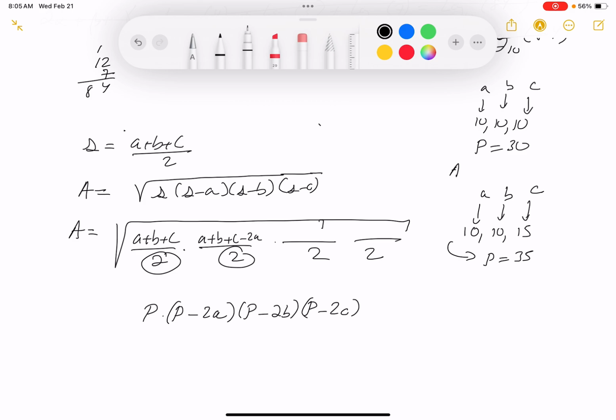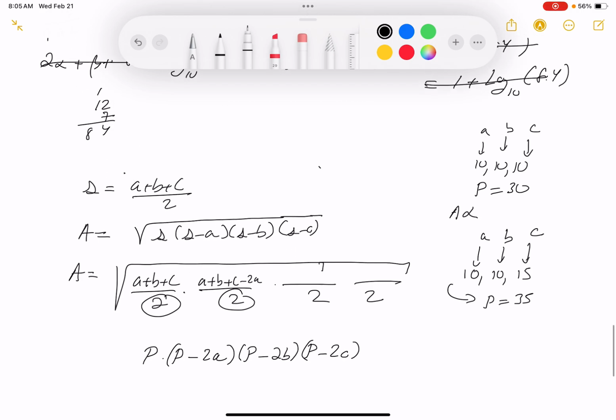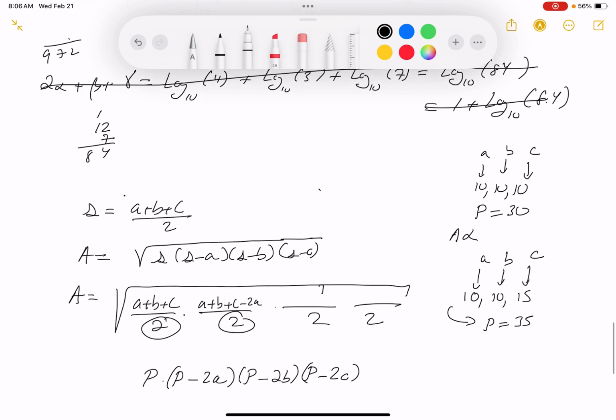So the area of this one over here is going to be proportional to, by the way, the same constant of proportionality in both cases, so I'm not too worried about what that proportionality constant is. I'm going to write it down for you, and this is going to be the 10, 10, 10. That's easy to compute. So 30, and then you're going to get 30 minus 20, which is 10, 30 minus 20, which is 10, and then 30 minus 20, which is 10. That's not so bad.